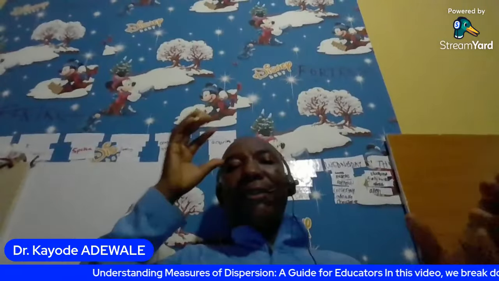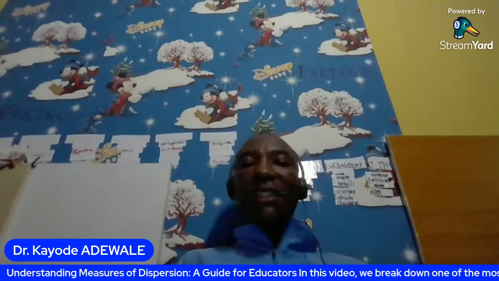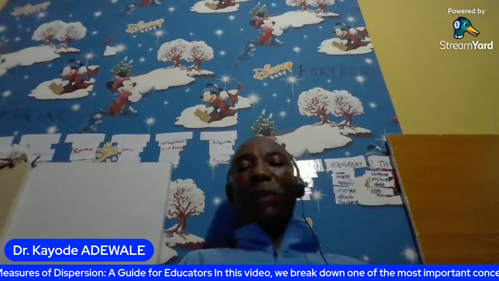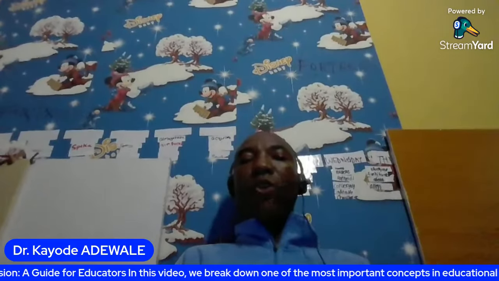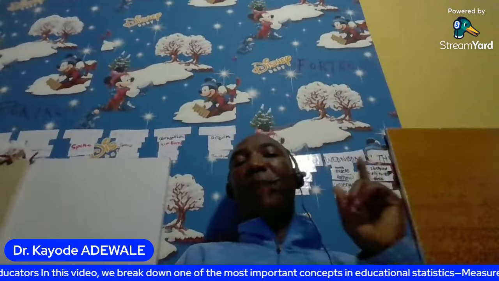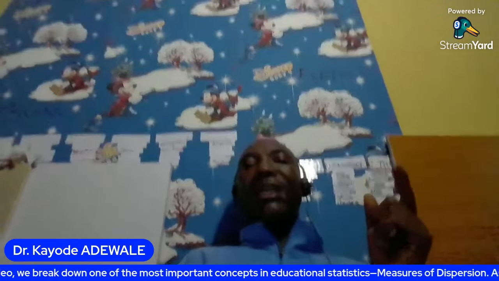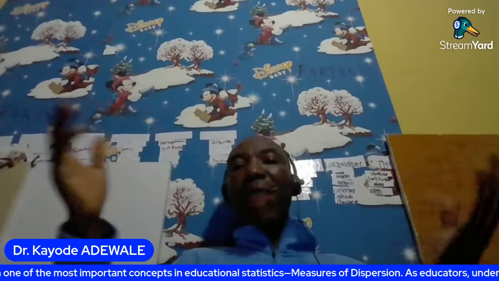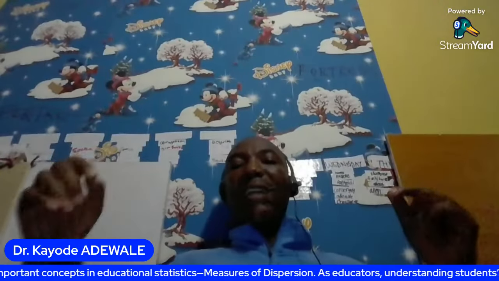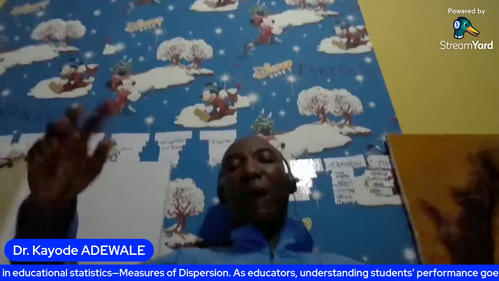So why, as an educator, do you need calculation related to measure of dispersion? Number one is for you to understand the spread of student performance. Let's say two classes may have the same average score, but one class might have more consistent performance.